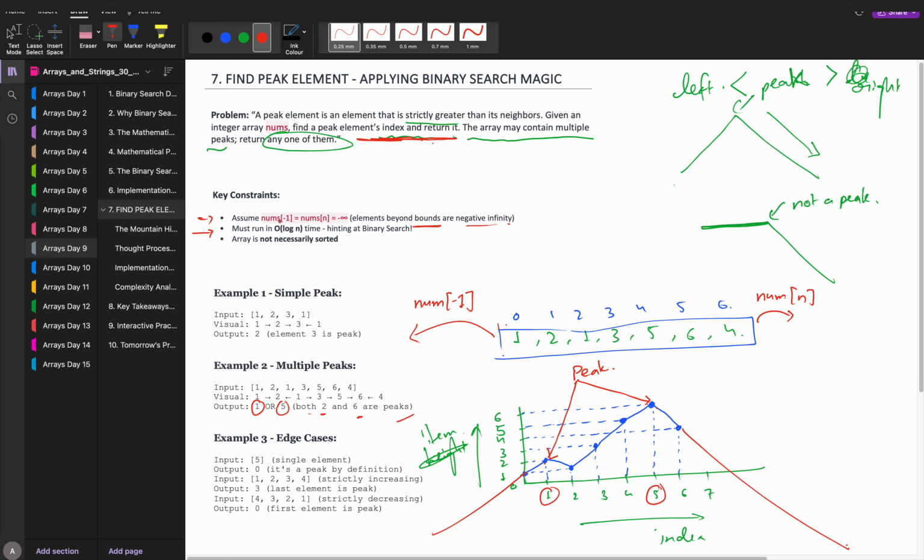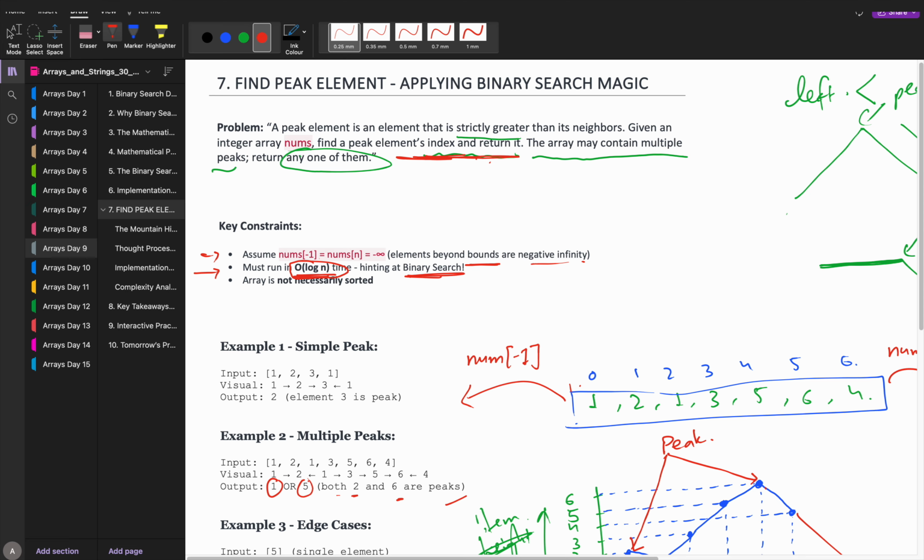And they're asking you to solve this in order of log n time, which is hinting at binary search, because this is the only algorithm that you have learned till now which can solve things in order of log n. That's the biggest hint. The array is not necessarily sorted.